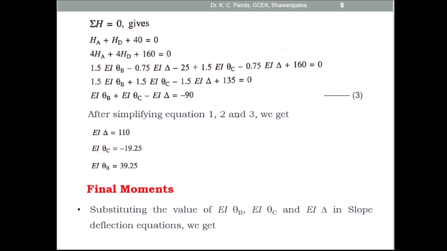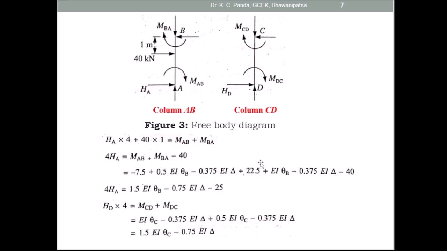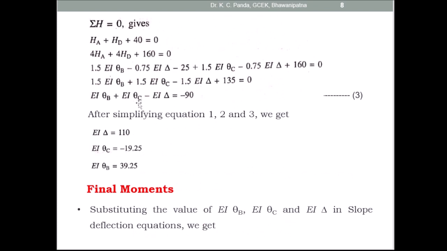Then simplify equations 1, 2 and 3. This is equation 1, this is equation 2 and this is equation 3. Here there are 3 unknowns, theta B, theta C and delta. Simplify these 3 equations, and after simplification you get the values of EI theta B, EI theta C and EI delta. Here you get EI delta is equal to 110, EI theta C is equal to minus 19.25 and EI theta B is equal to 39.25. Then after getting this, find out the final moments.